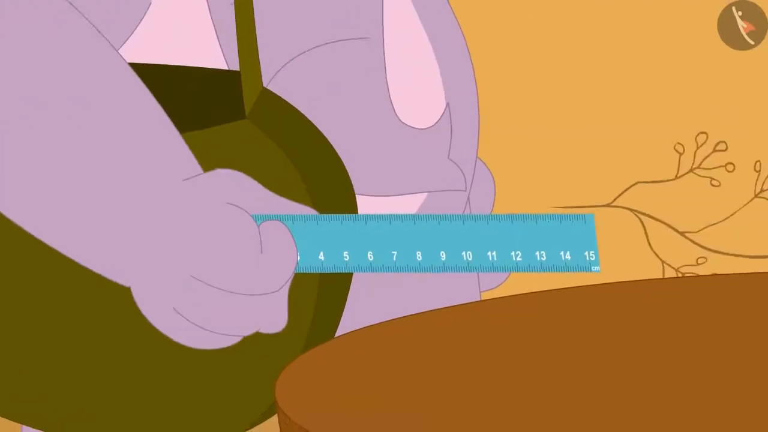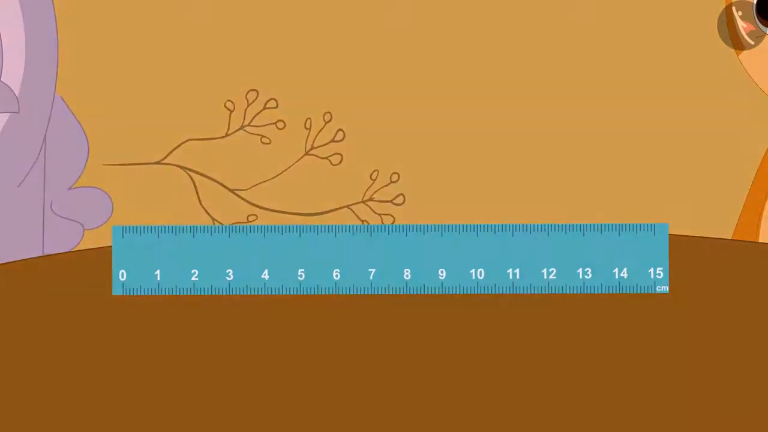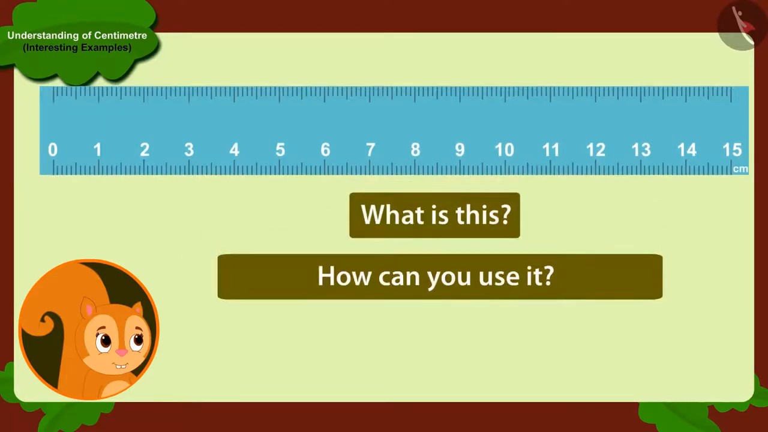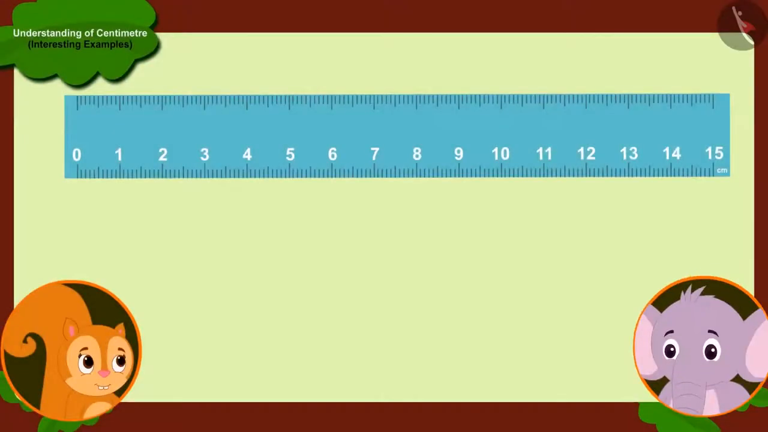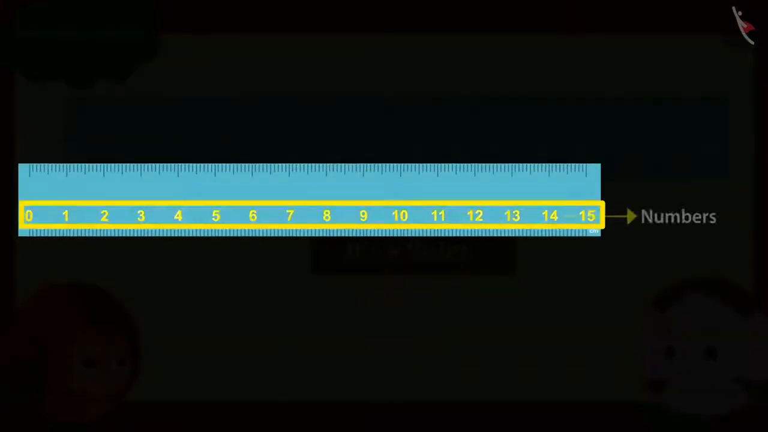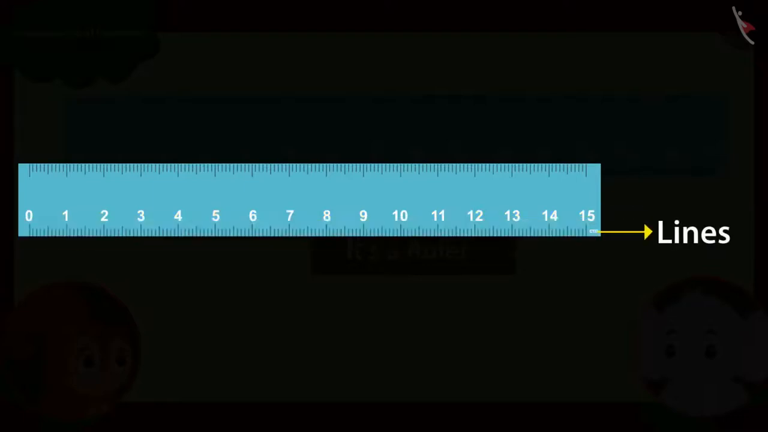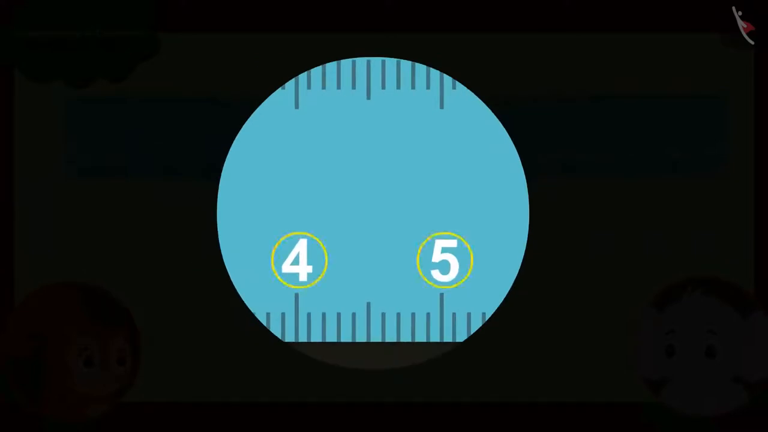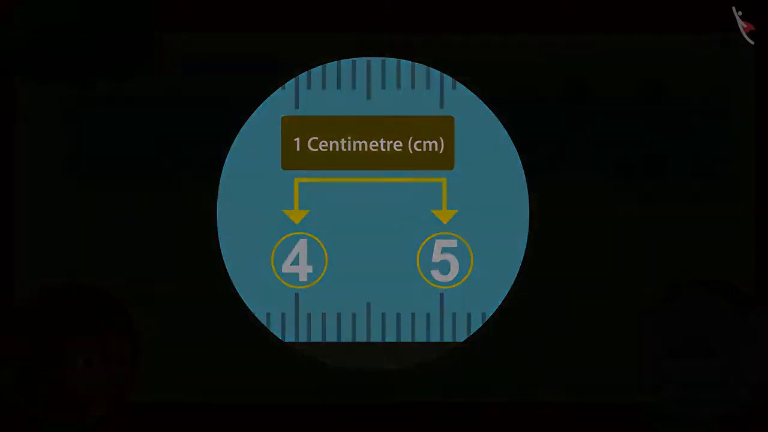Appu took out a plastic strip like this from his bag and placed it on the table in front of Chanda. Chanda asks him, "What is this plastic strip? And how can I use it to measure the length of objects in centimeters?" Appu starts telling Chanda, "This is a ruler. Can you see the numbers written and these lines drawn on it? The difference between any two consecutive numbers written on it is equal to 1 centimeter."